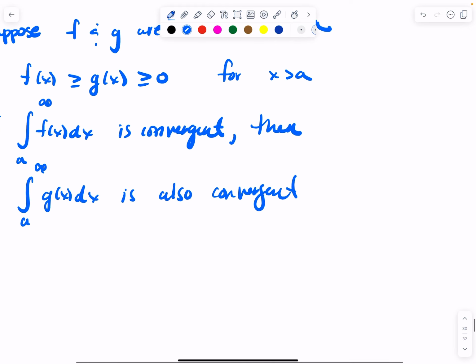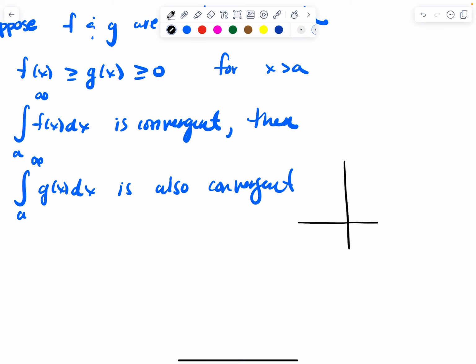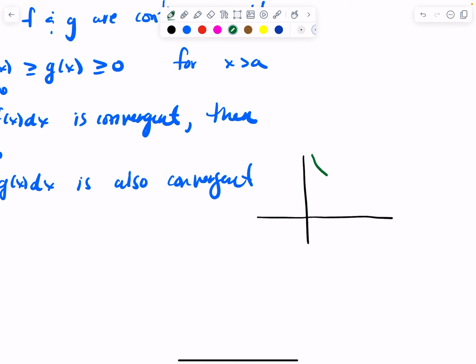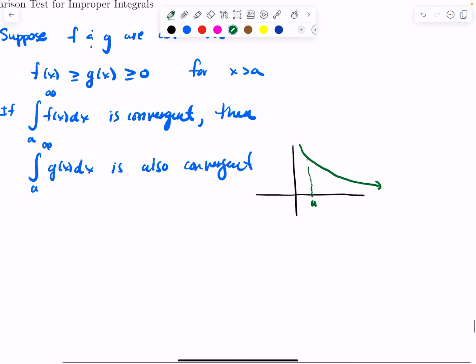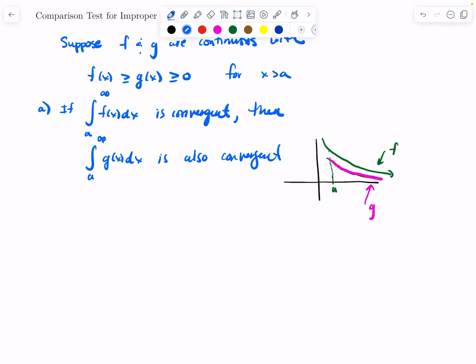One way to think about that, let's say we had f, and we're saying that from a on, the area under this curve is converging to a value, and we had another function that was underneath it. Here the green is f, and the pink is g. Well, then what's underneath has to have less area than what's above it if they're both positive valued. So it has to also converge. So that's one thing it says.